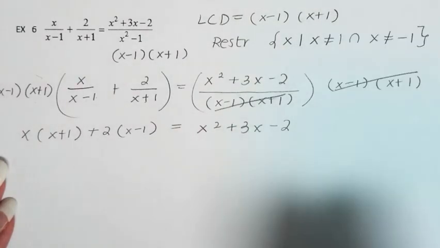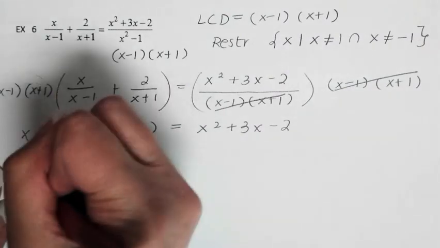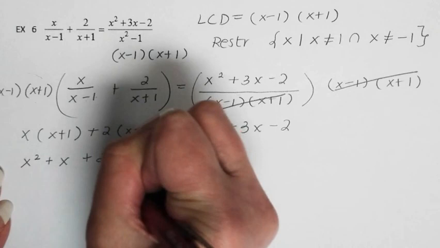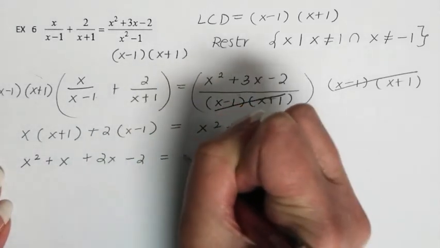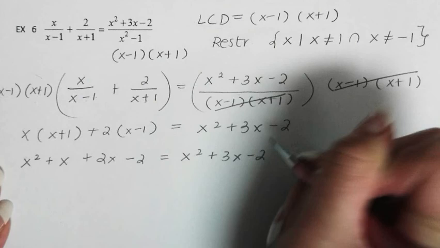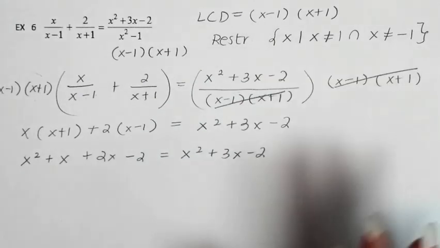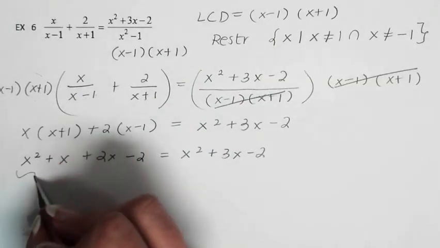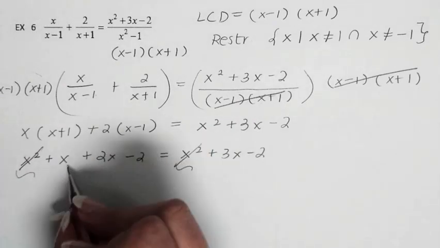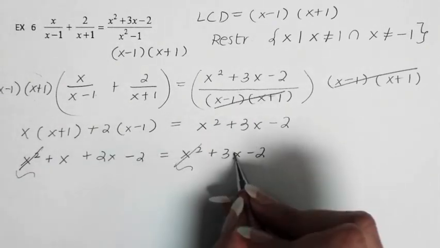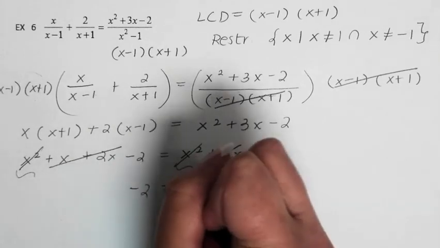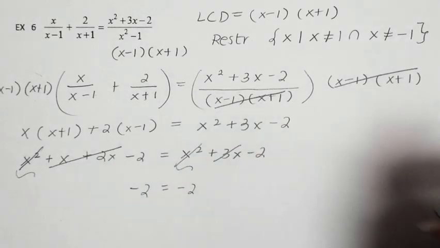Okay, now let's distribute this situation. You know that it's going to be x squared plus x plus 2x minus 2, and this is going to be equal to x squared plus 3x minus 2. Once you are here, you are like, okay, I need to combine the like terms. You have your quadratic terms, which they cancel. Okay, this is a 3x that cancels with this 3x. Okay, so they cancel. So you have negative 2 is equal to negative 2, which you know that this is a true statement.